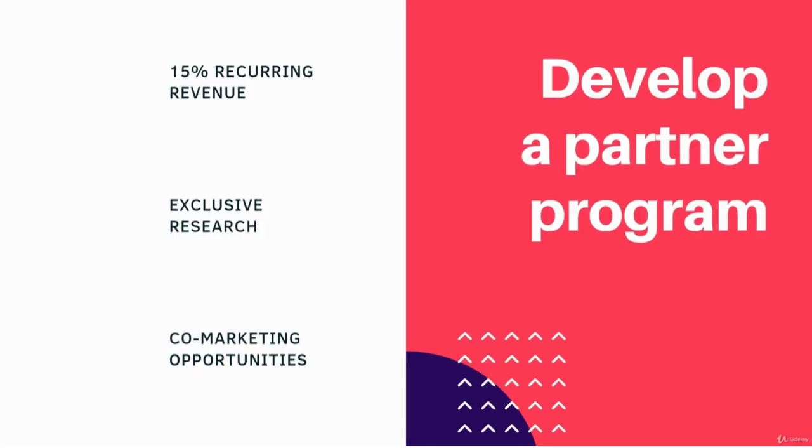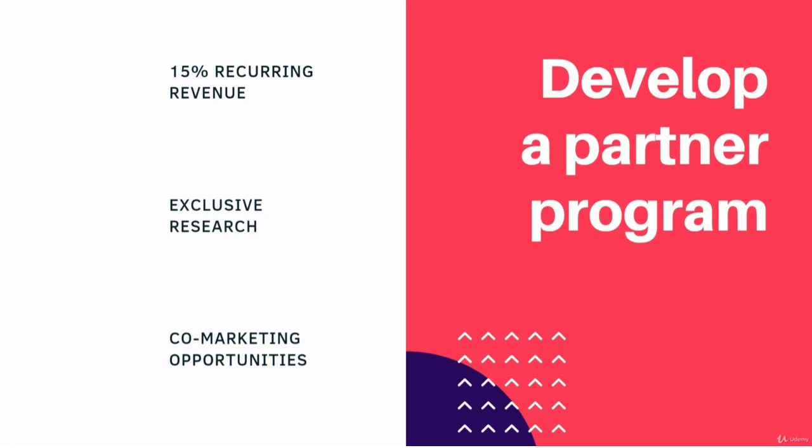One way to work with influencers is by developing a partner program. For example, you might offer 15% recurring revenue to people who endorse your product. You could also give them exclusive research from your internal data and offer them co-marketing opportunities, such as guest blog posts and emails.